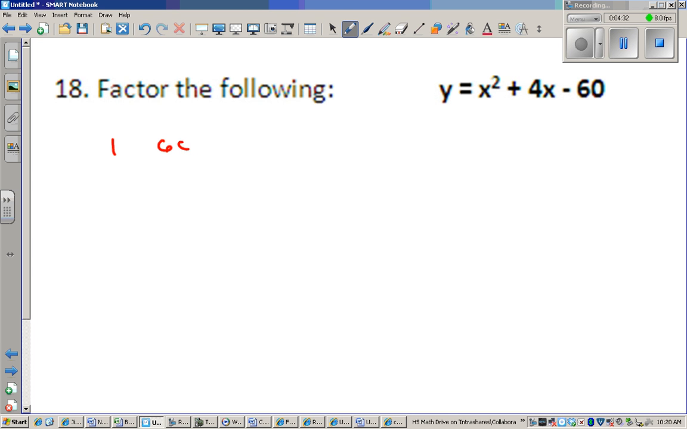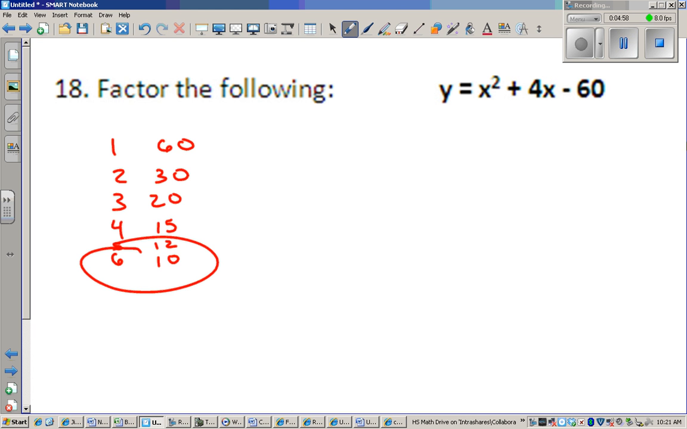1 and 60, 2 and 30, 3 and 20, 4 and 15, and whoops, I forgot 5 and 12, 6 and 10. And then we're going to look at these and see if any of these could be added or subtracted in some way to get a 4. And you'll notice that 6 and 10 have potential.